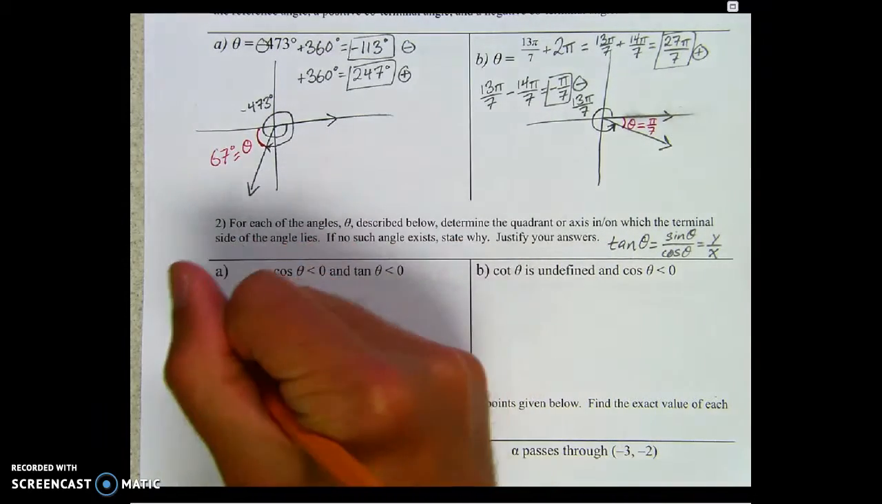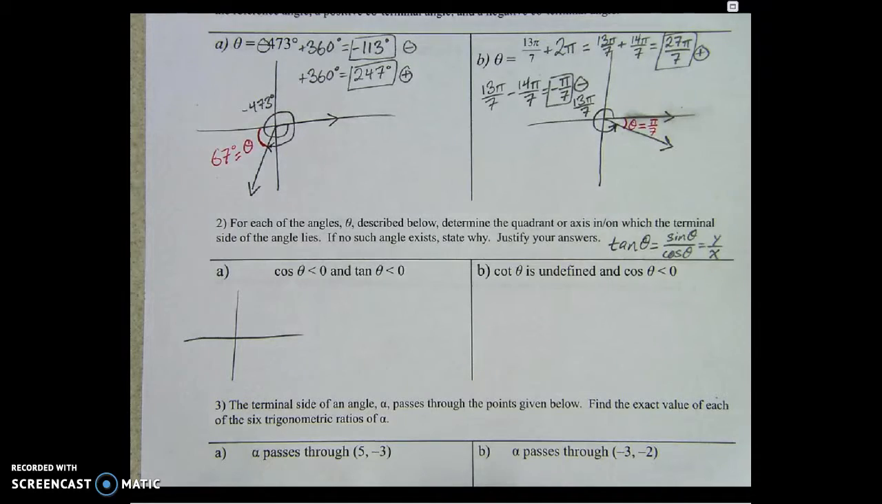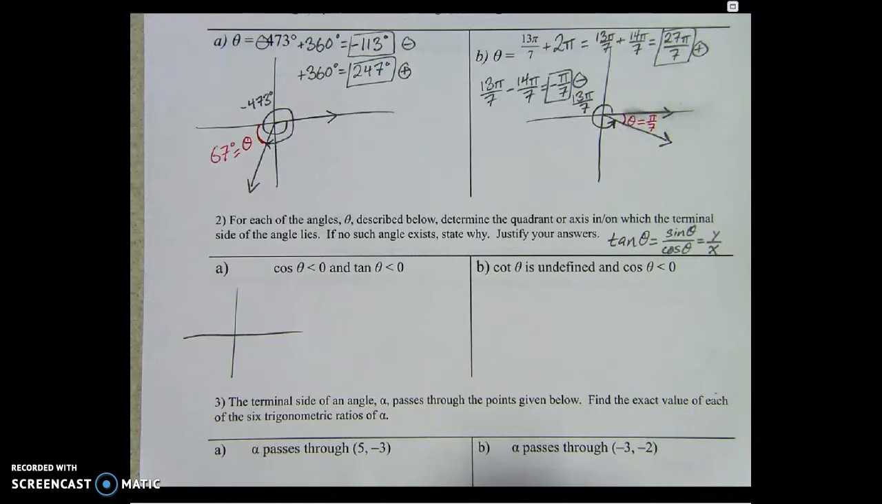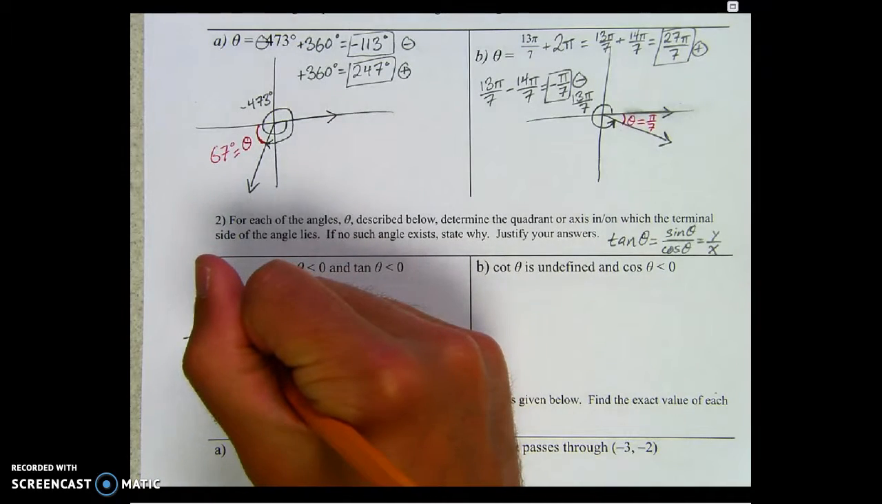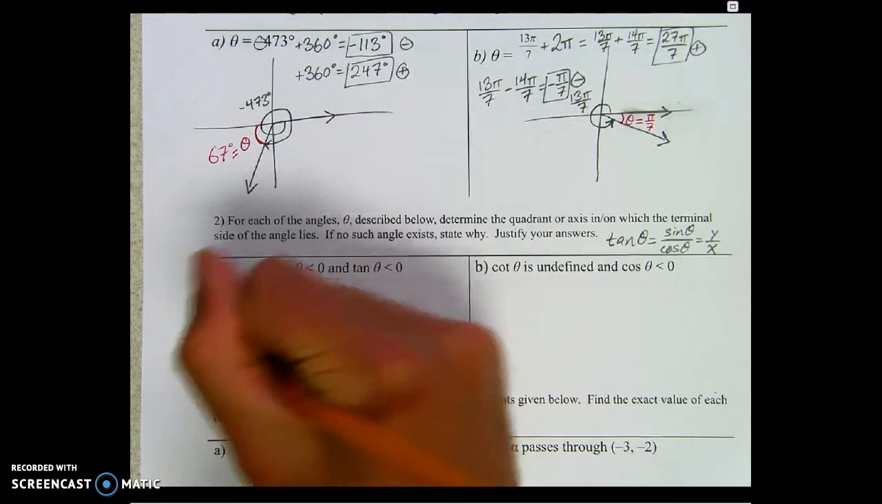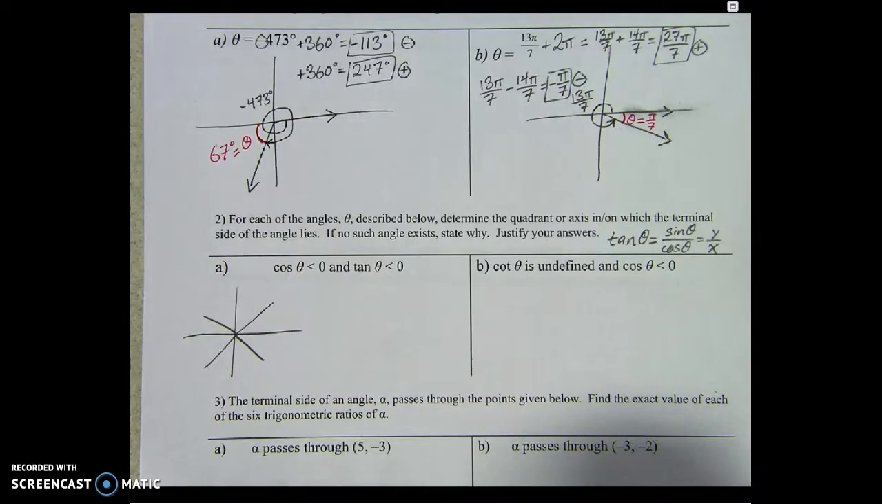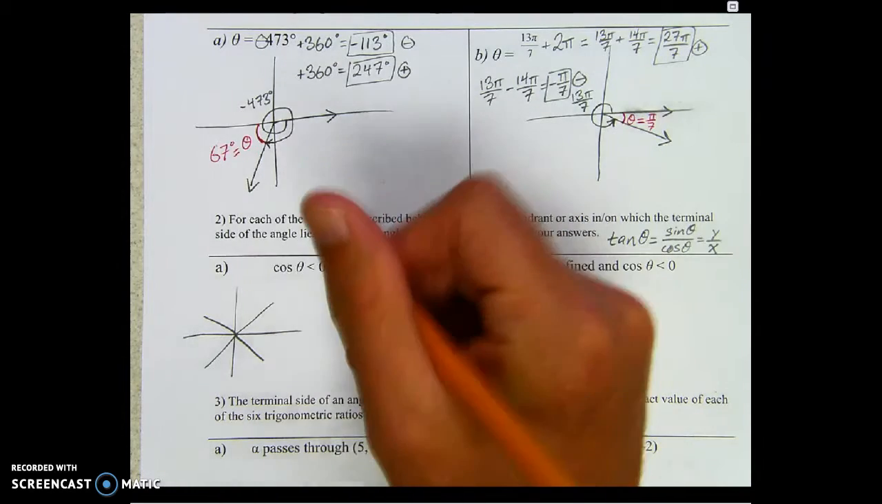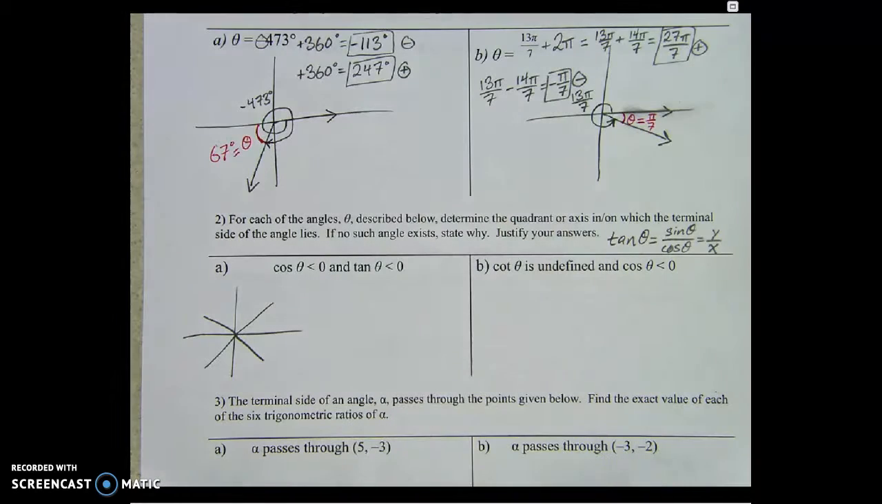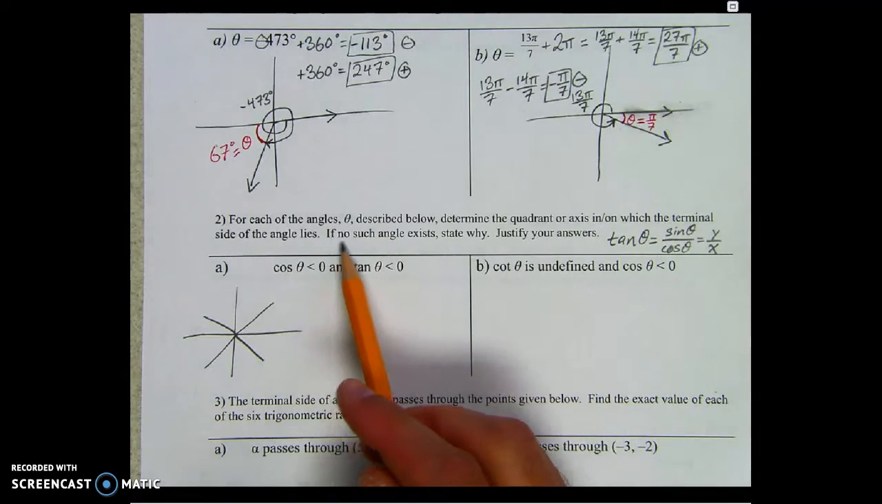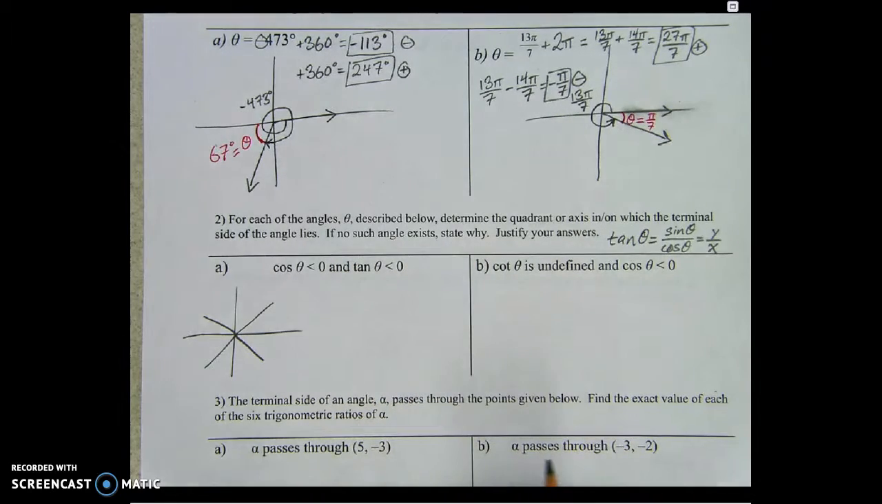So here is our coordinate plane. We're going to start there. Now, the question is, right, I can go this way, or that way, or that way, or that way. I can make my line go into any of the 4 quadrants. However, only one of those quadrants is going to satisfy both of these requirements, or perhaps none of them are going to work. It says if no such angle exists, state why. So that's also a possibility.